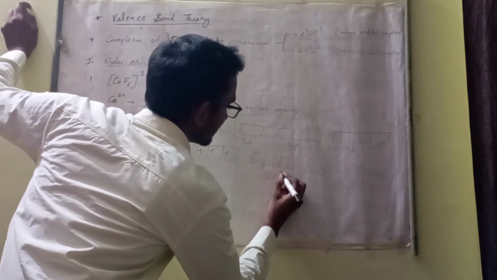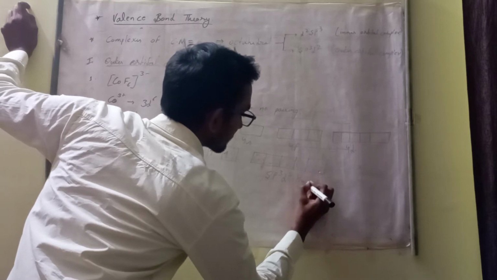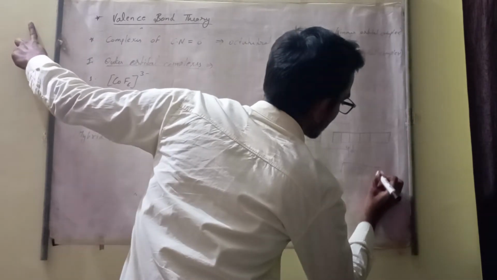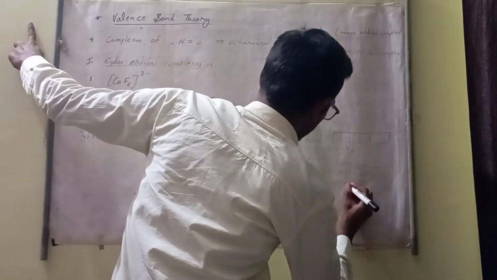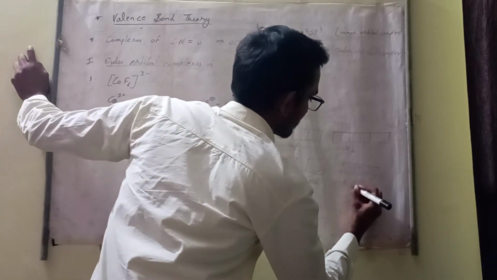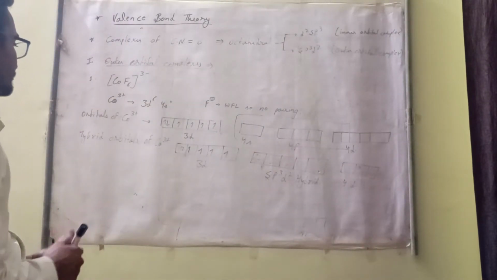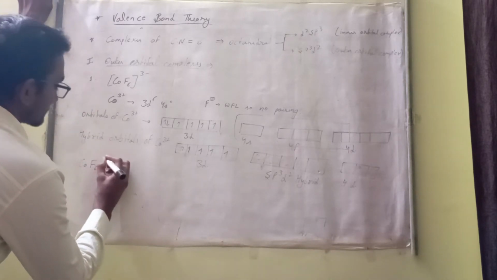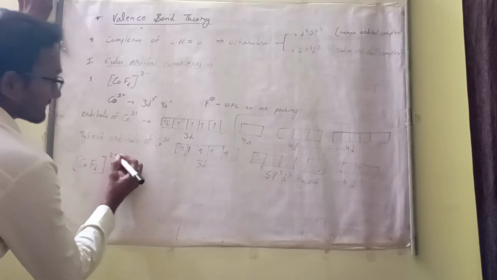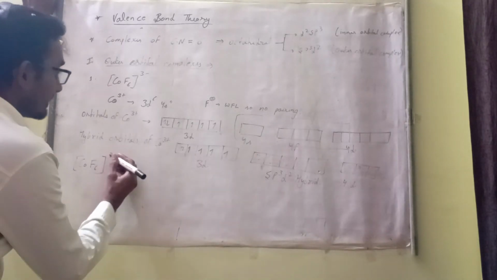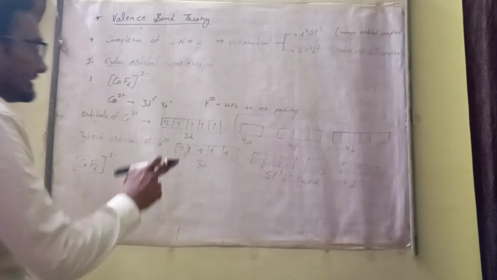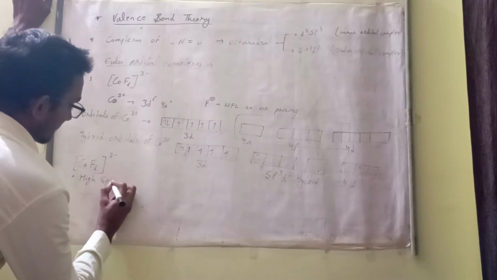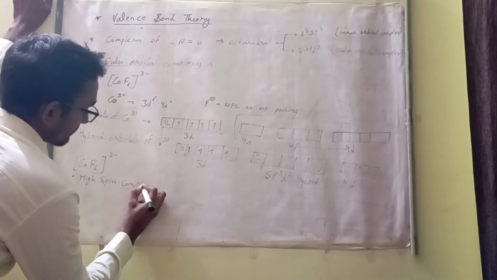sp3d2 hybrid. This is your 3d, and these 3d orbitals are not involved in hybridization. This is your 4d. And the complex CoF6 3 minus is an outer orbital complex and high spin complex. High spin complex, how is it formed?